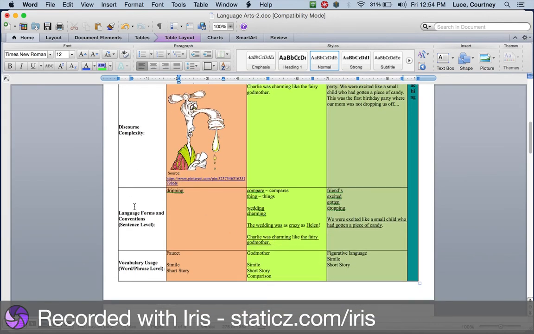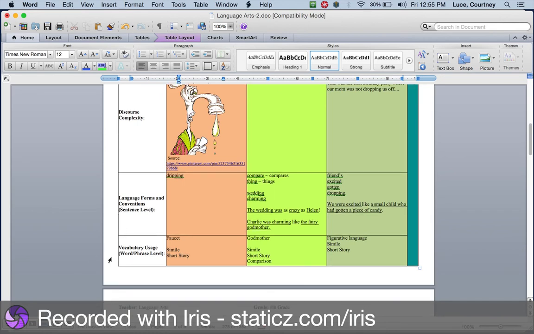The next piece down here is language forms and conventions. And I'm totally going to go over this in class because this confuses everybody. And so don't worry too much about this at this point. I'll make sure to cover that in class because I think it helps to do that in an environment where I can talk you through it.